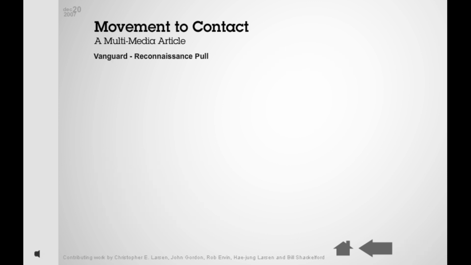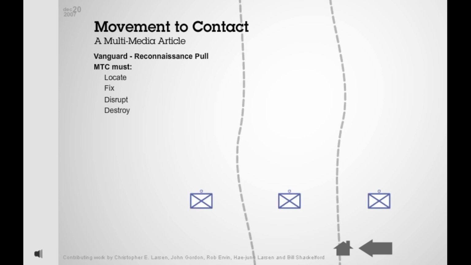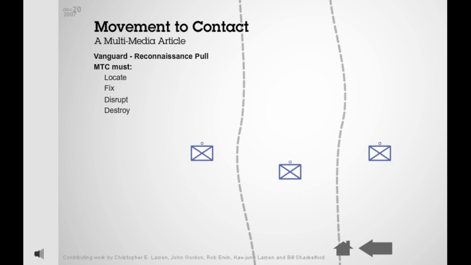The effort of the movement to contact is to locate, fix, disrupt, and destroy the enemy force. Forward vanguards attempt to locate the enemy, functioning as a reconnaissance pull. This means as each vanguard moves forward along their axis of attack, they will continually send reports back to the commander. This information shapes the commander's situational awareness and serves to pull the main body behind the vanguard.